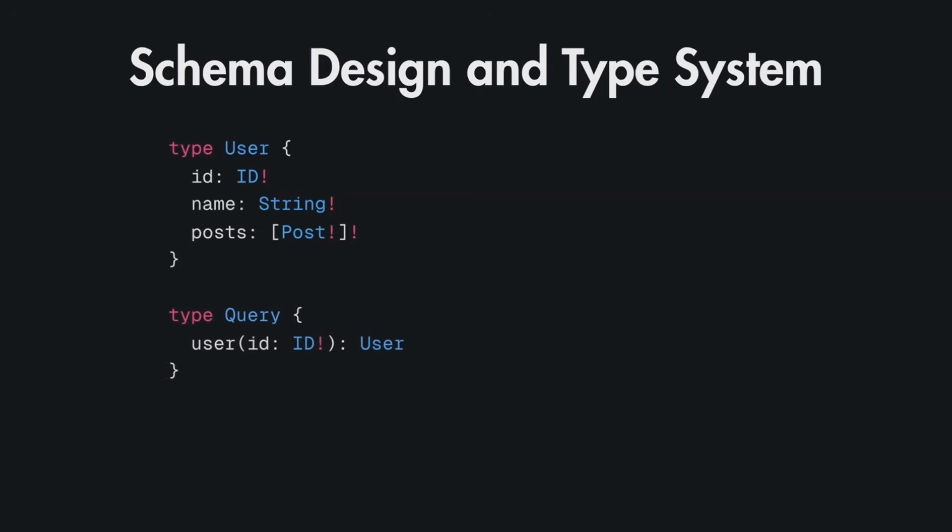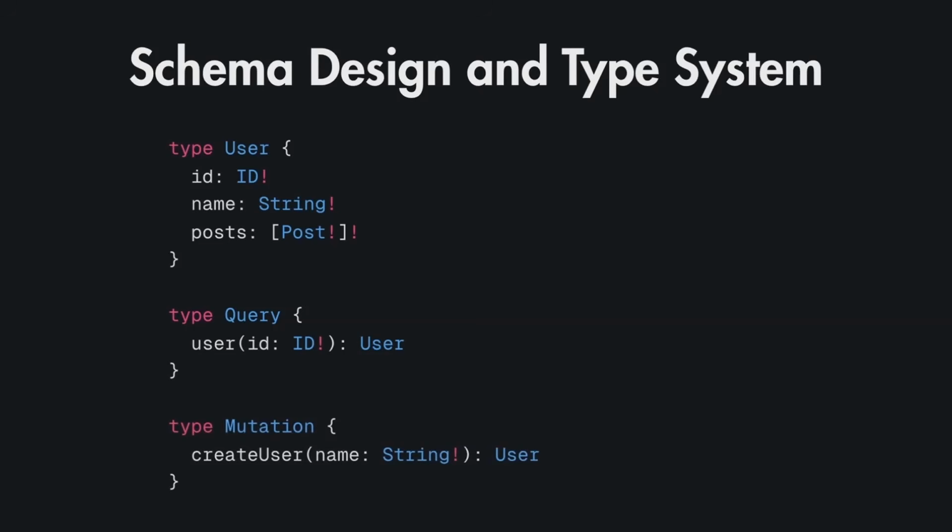Next, we have queries to read data. So this is the equivalent of doing GET requests in a RESTful API. You specify the query and the function of this query. This can be the user query, which fetches the user with a specific ID, and also the return type of this query, which in this case is the user type that we defined above.